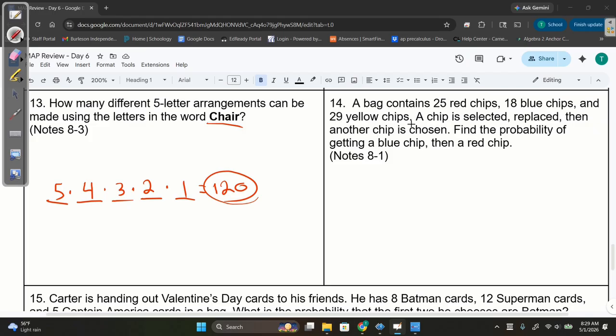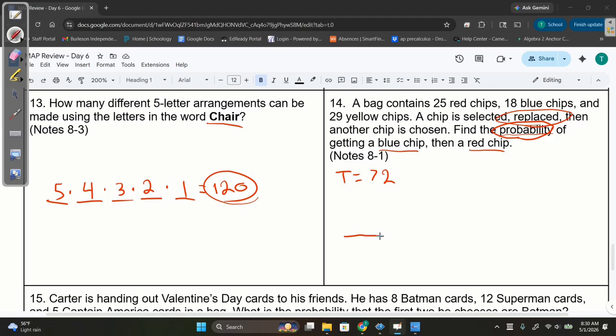Number 14. A bag contains 25 red chips, 18 blue chips, and 29 yellow chips. A chip is selected, replaced, then another chip is chosen. Find the probability of choosing a blue chip, then a red chip. Notice we're saying it is replaced. So my total is going to remain the same from one chip to the other. We're also talking about probability, so I'm going to have two fractions multiplying each other. First, I need the total number of chips. Adding up 25, 18, and 29, I should get 72.